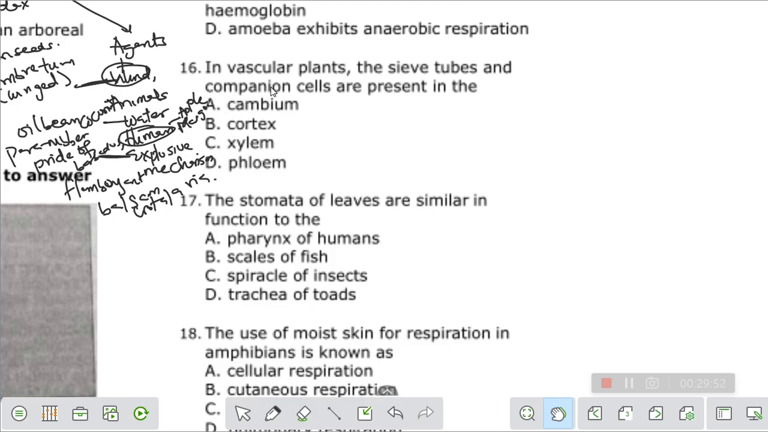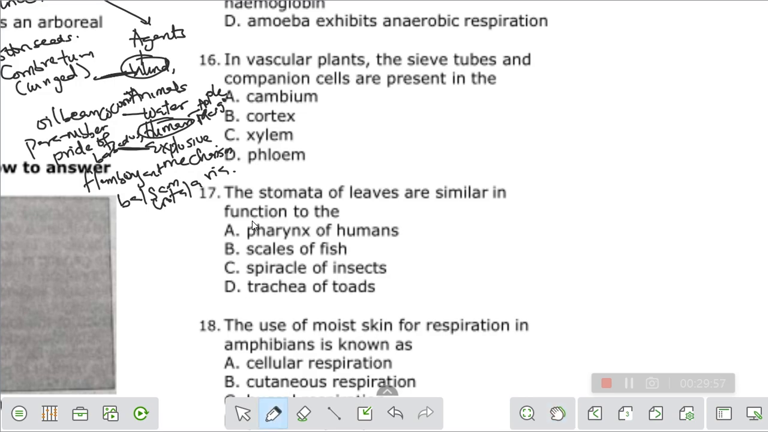Okay. The next one, the stomata of leaves. I told you somehow that you can use it as respiration. In plants, they don't have a specific respiratory organ, but stomata actually perform that function, including the excretory function too. So what they're asking us to find now is which of the following will function as a respiratory organ, just like the leaf.